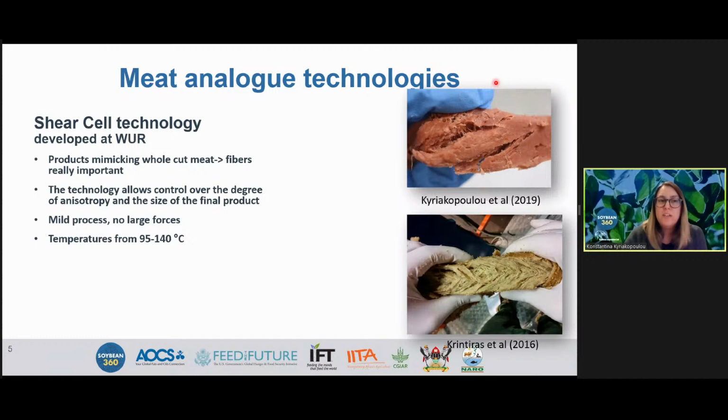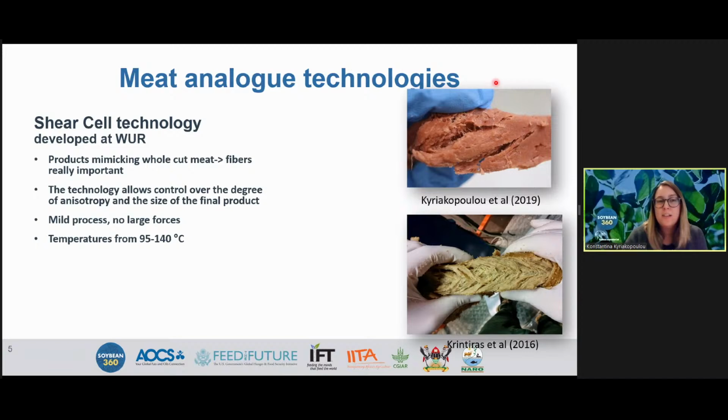Also in the same line, we have the Sear Cell technology, which was developed at Wageningen University in my department, the food process engineering. This technology also tries to mimic whole cut meat. And in fact, we are really interested in creating this fibrous structure and this juiciness of the product. The difference with the extrusion is the size of the product. The product is quite bigger than what comes out from an extruder die. And our process is considered slightly milder in terms of temperature.